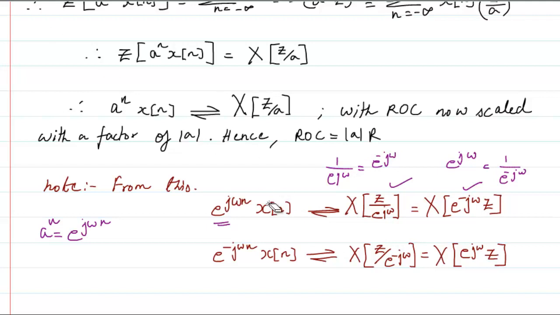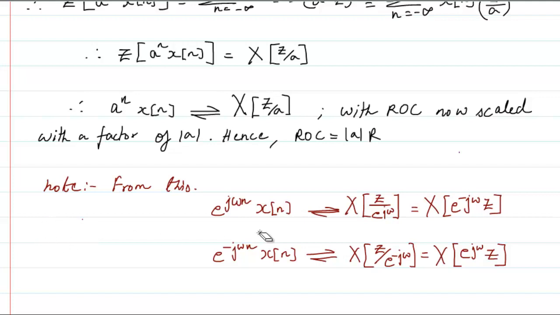So if you multiply with e raised to power j omega n, it is as good as taking z and dividing it with e raised to power j omega. Now you might be thinking why we have used this. This can be used for finding the z transform of a cosine or sine function, that you have already seen.